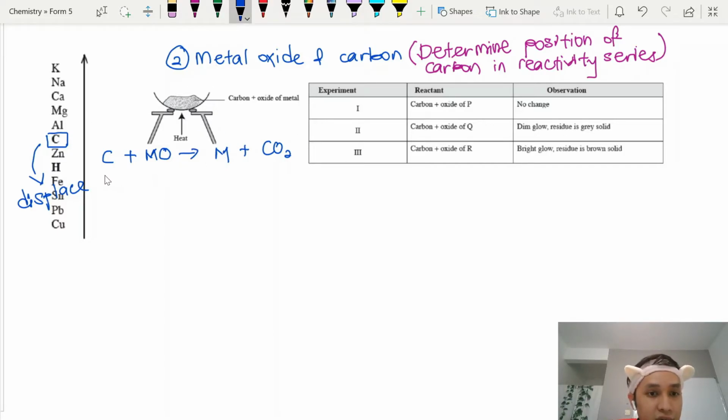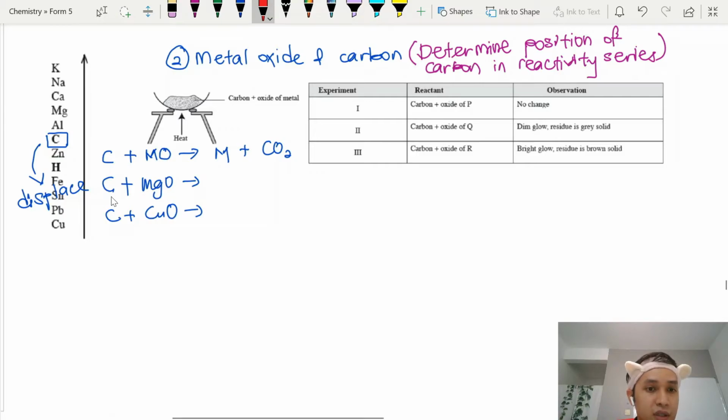So let's say I give you two different equations. One is with magnesium oxide, another one is with, let's say, copper oxide. First we look at the carbon and the magnesium. Remember, it is always the carbon that is going to go and steal the oxygen. Whether the carbon can steal the oxygen depends on where the magnesium is. Since magnesium is higher than carbon, meaning magnesium is more reactive, carbon cannot replace magnesium, so no reaction will happen.